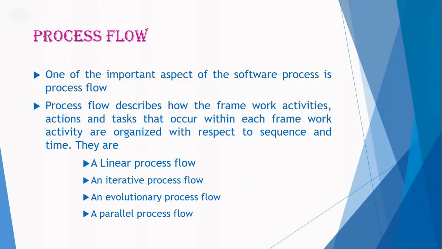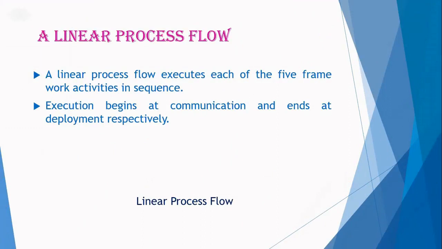One of the important aspects of the software process is process flow. Process flow describes how the framework activities, actions and tasks that occur within each framework activity are organized with respect to sequence and time. They are a linear process flow, an iterative process flow, an evolutionary process flow, a parallel process flow. Now come to the linear process flow.